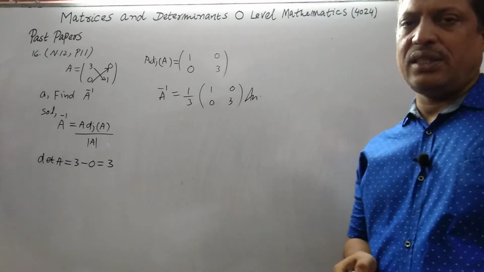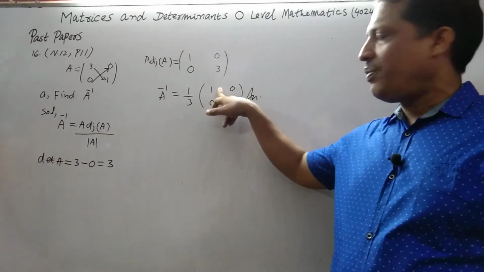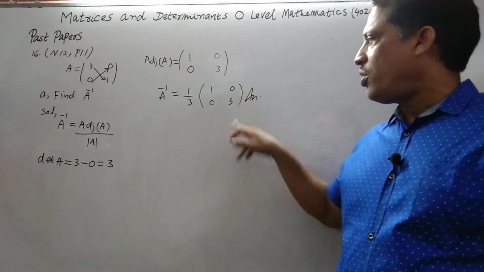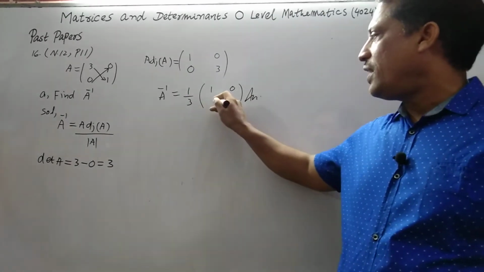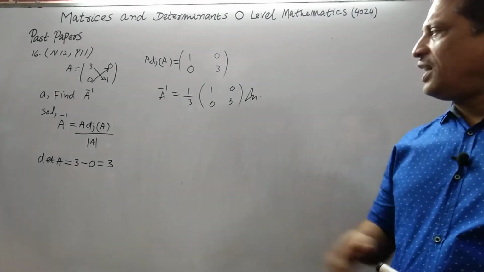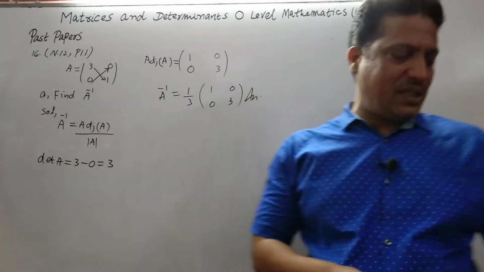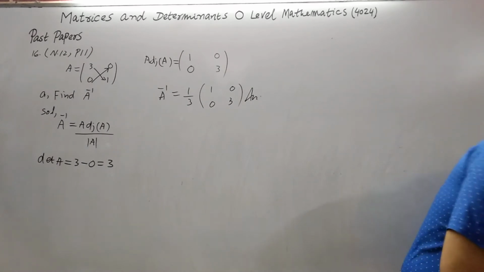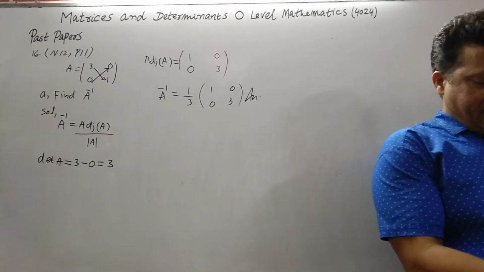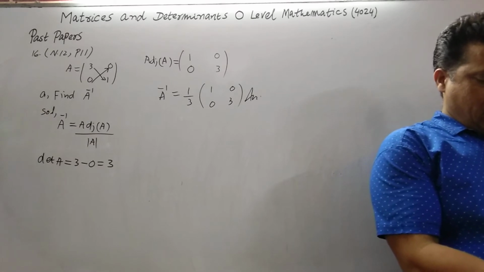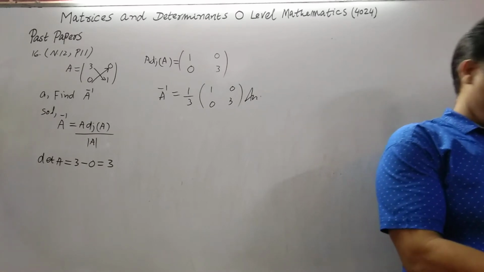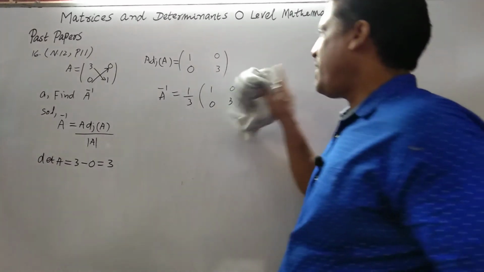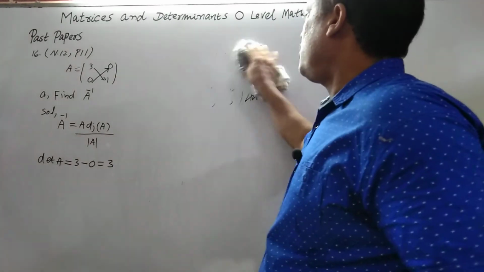Some students also multiply 1 upon 3 by this, like 1 upon 3, 0 upon 3, 0 upon 3 or 3 upon 3. No matter, they will get full marks. And if you leave the answer in this form, again you will get full marks. So don't take any tension. Next question. It's very easy. This topic is also very easy.